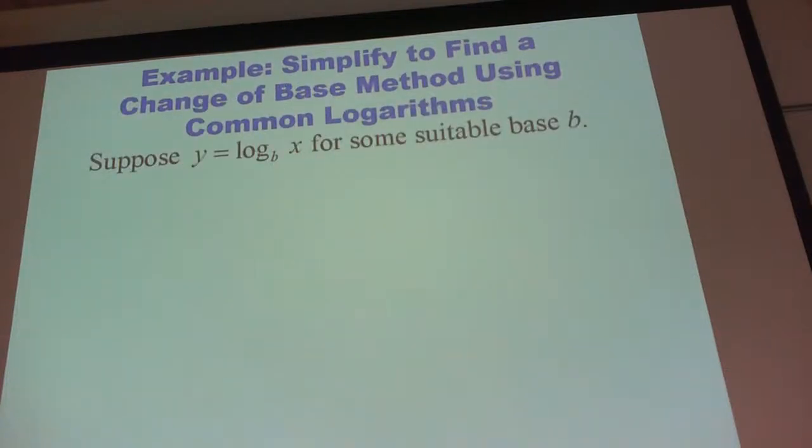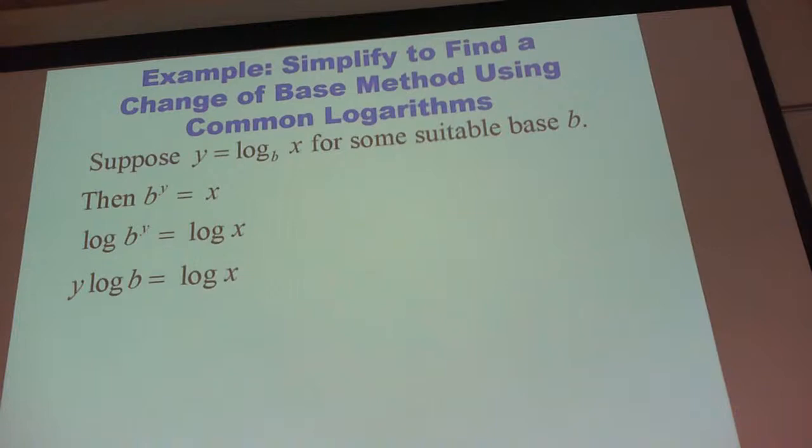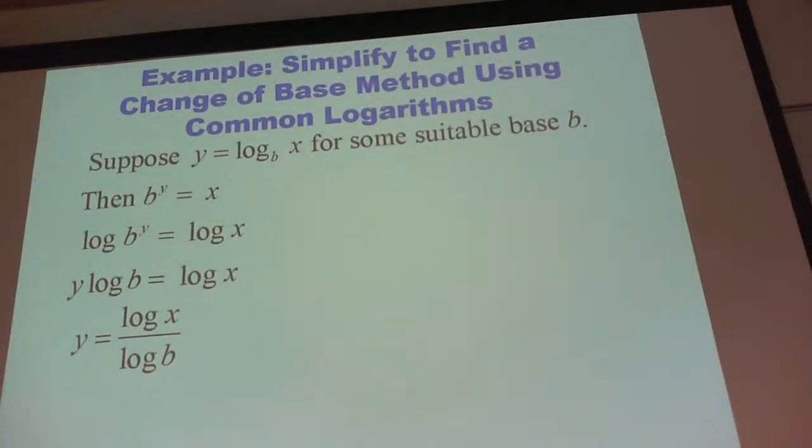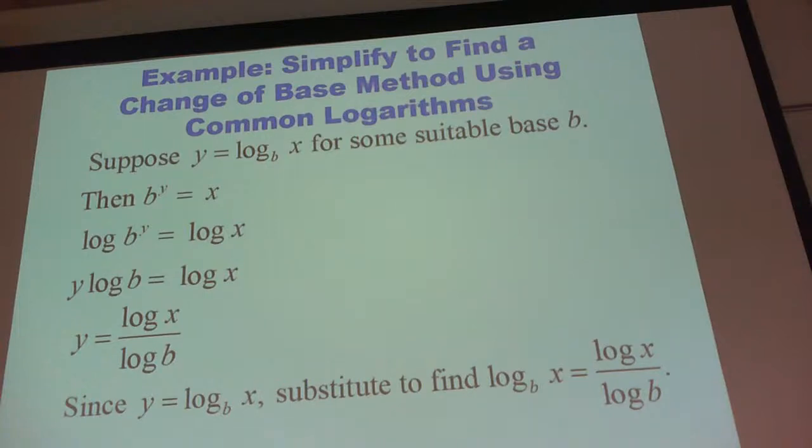So suppose you had y equals log base b of x for some suitable base b. B to the y equals x, log of b to the y equals log of x, y log b equals log of x, y equals log x over log b. Since y equals log b of x, log b of x equals log x over log b. All this is just going to help you understand the change of base formula, basically how to manipulate it around.